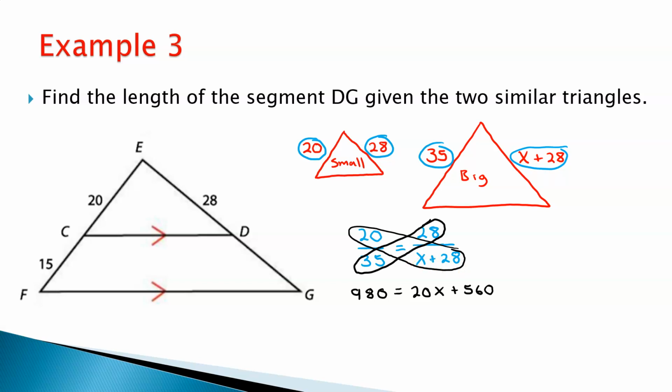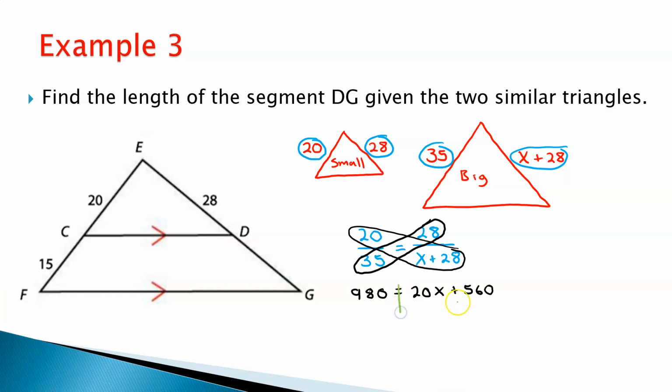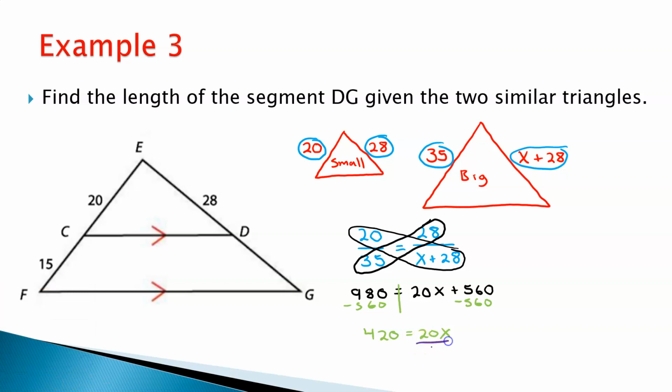Okay, now it's just a two-step equation. Let me change colors. Let me go ahead and subtract 560 from both sides, minus 560. So 980 minus 560, that gives me 420 is equal to 20x. Last thing we're going to do here is divide both sides by 20. So 420 divided by 20 is going to give me 21 is equal to x.